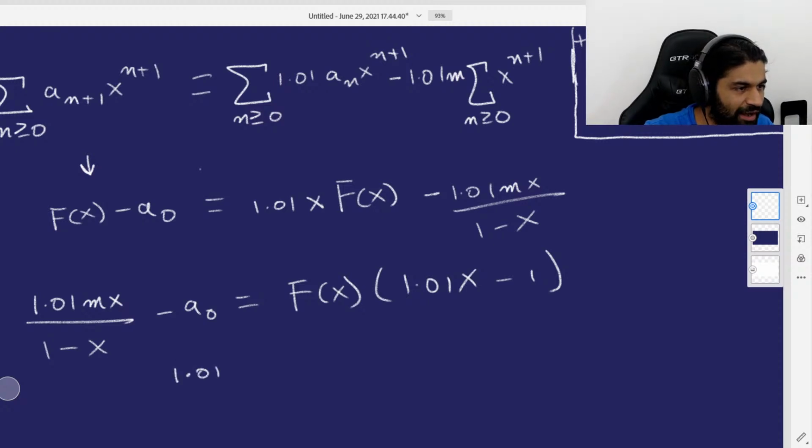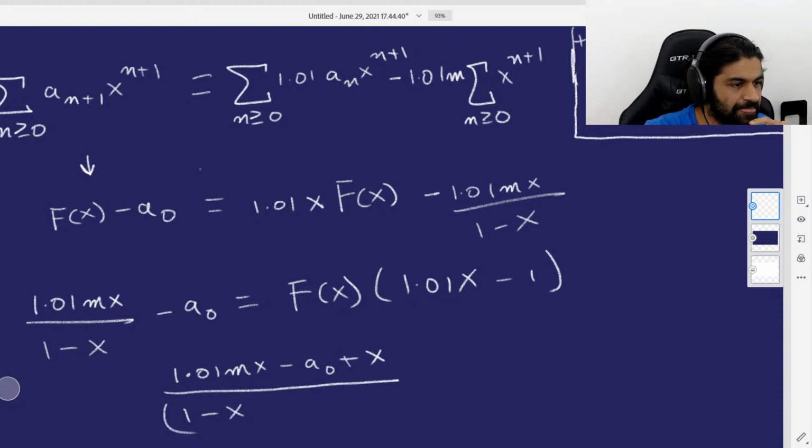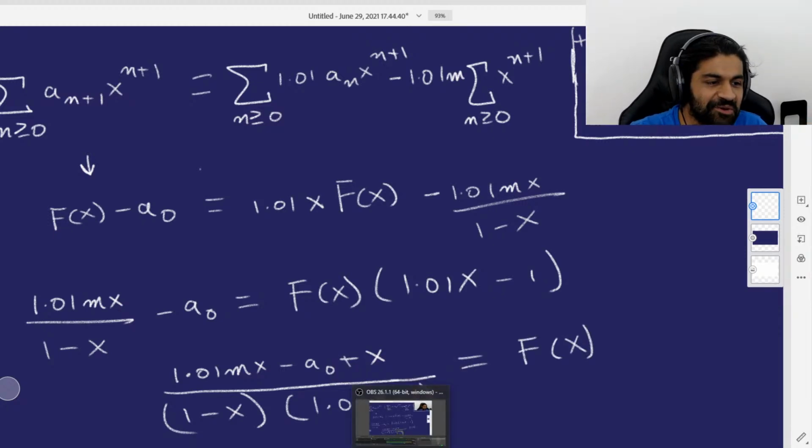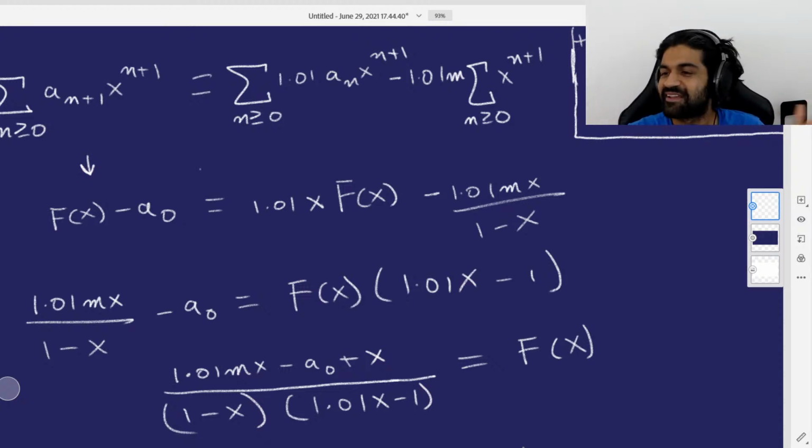So I have 1.01 mx minus a naught plus x, and then divided by 1 minus x, and then times 1.01x minus 1, equals f of x. Okay, so it turns out if you just Taylor expand the left-hand side, or ask your computer to Taylor expand it, the terms in your Taylor expansion will tell you at every month how much you have left to pay down on the house, which is kind of interesting, right?